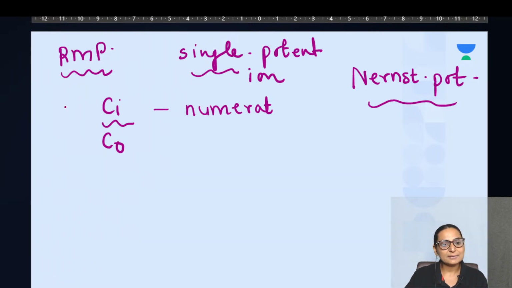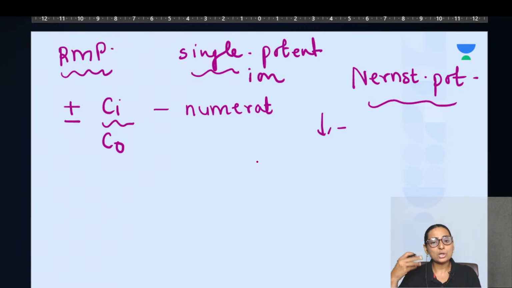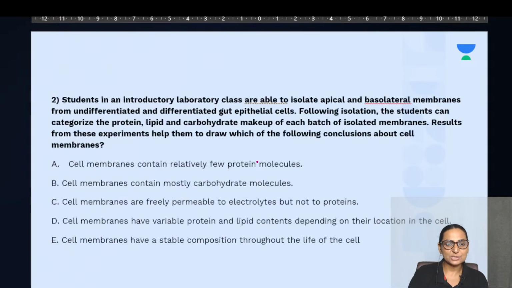As far as the sign is concerned, positive and negative, whenever you are getting negativity inside, that means there is loss of positive ions or gain of negative ions, मतलब या तो positive ions बाहर जा रहे हैं या negative ions अंदर आ रहे हैं. So in that case the sign will be minus, and if positive ions are coming inside, then the sign will be positive. So make it very simple for calculation: the numerator takes the higher value and the denominator takes the lesser value, right? Next one.